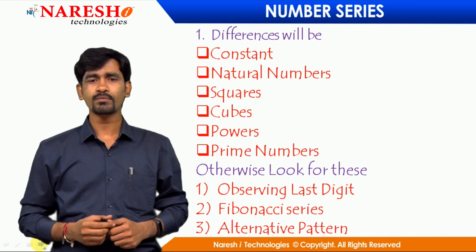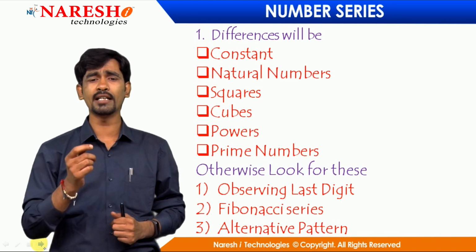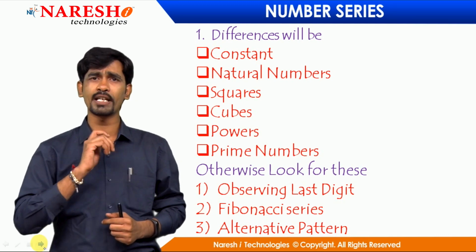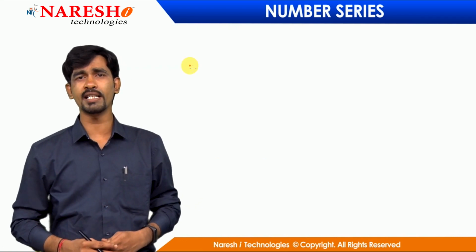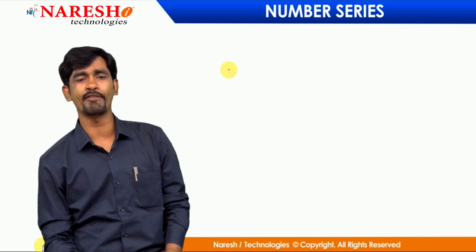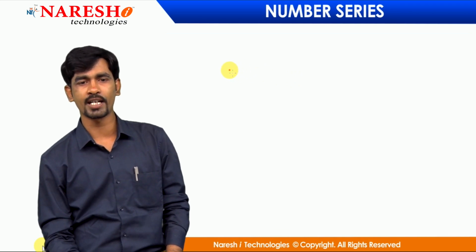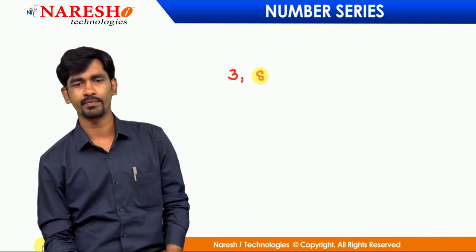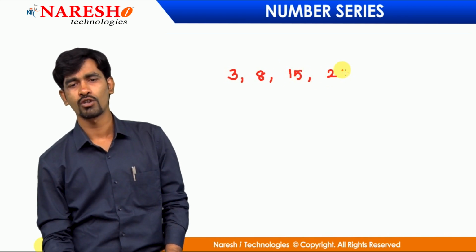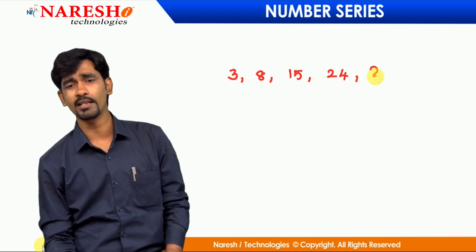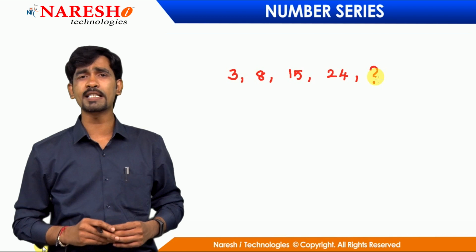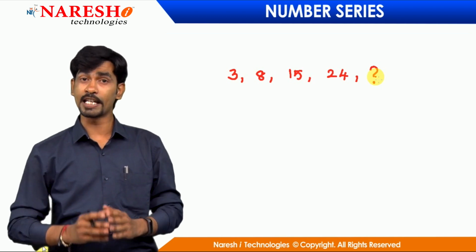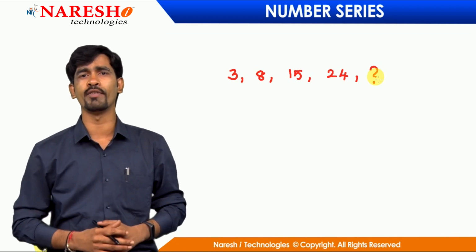For example, if you have a question on number series like this, started with 3, 8, 15, 24, they are expecting you to find the next term in the given sequence. Whatever question you find from number series, first take the differences. That's the best way of solving the question.